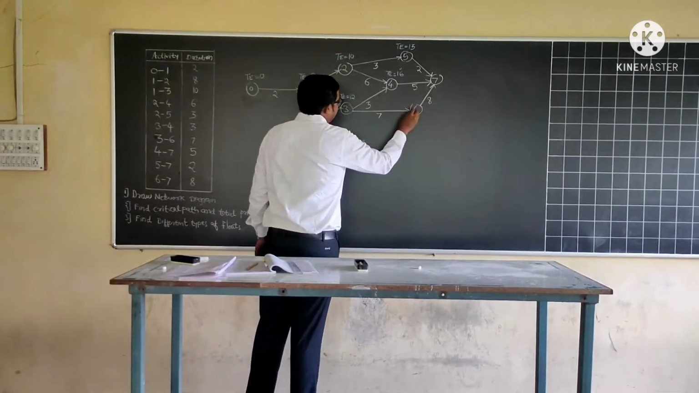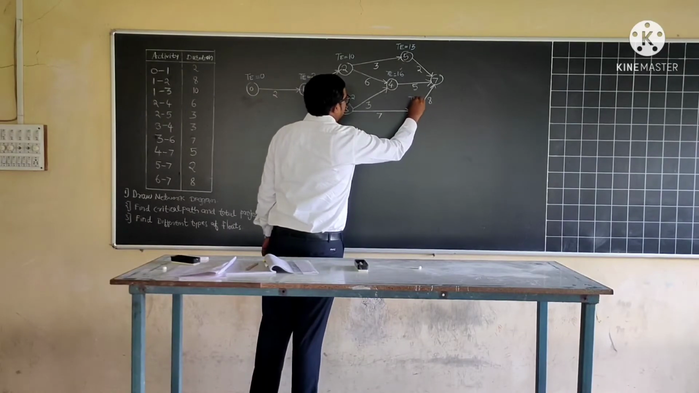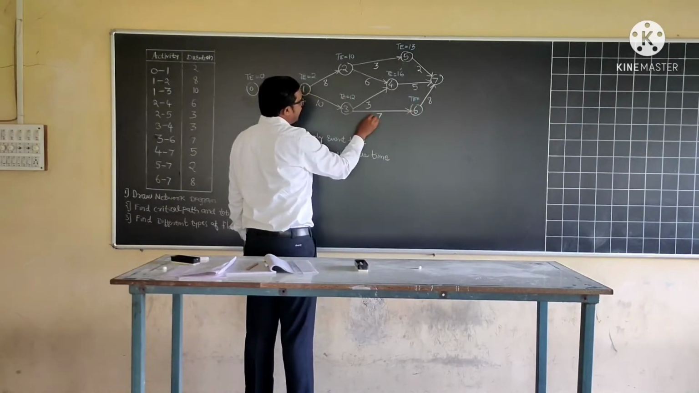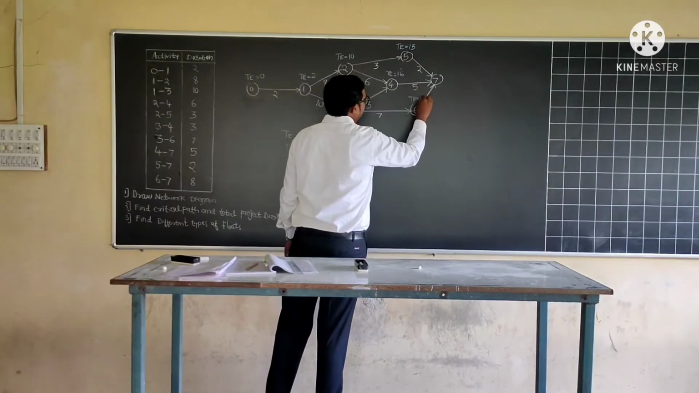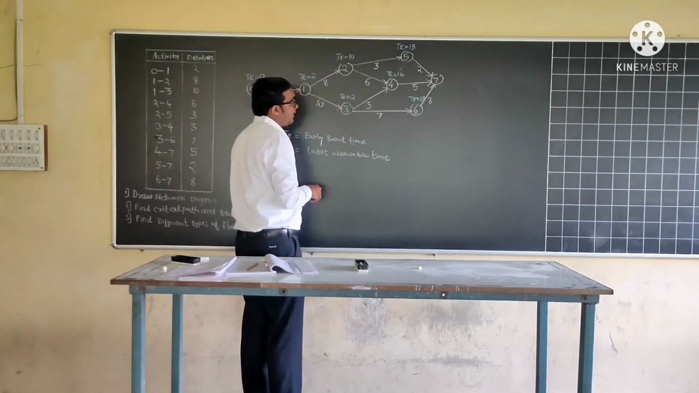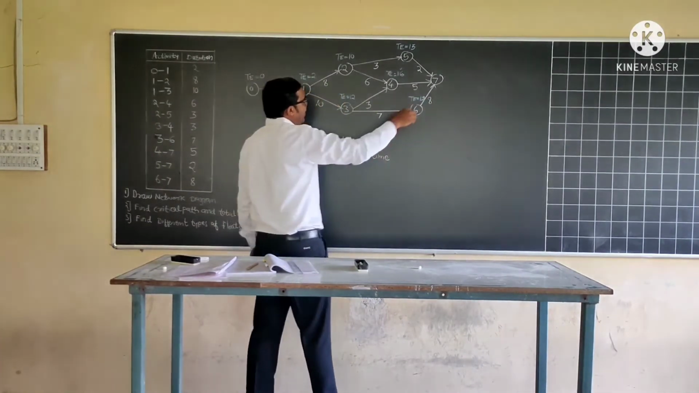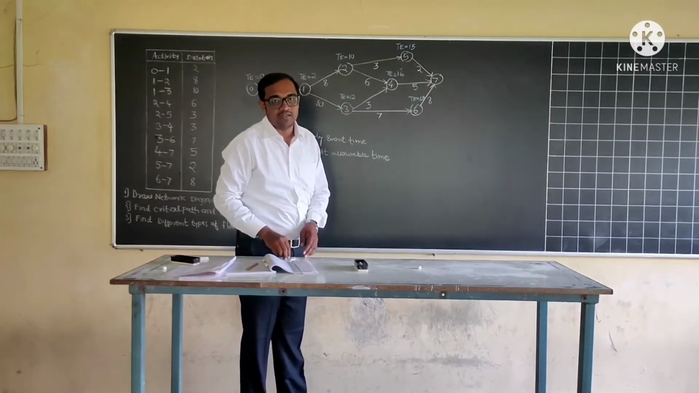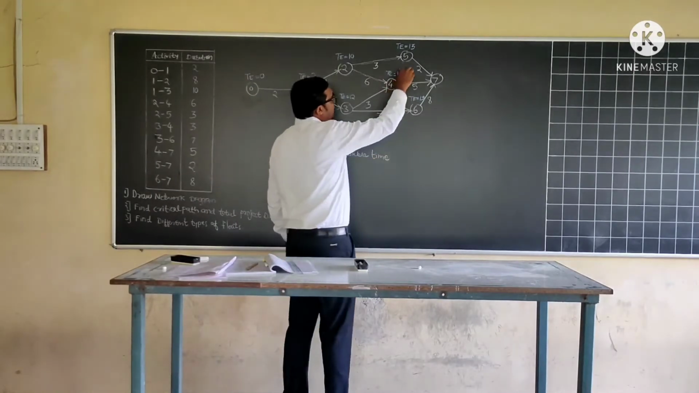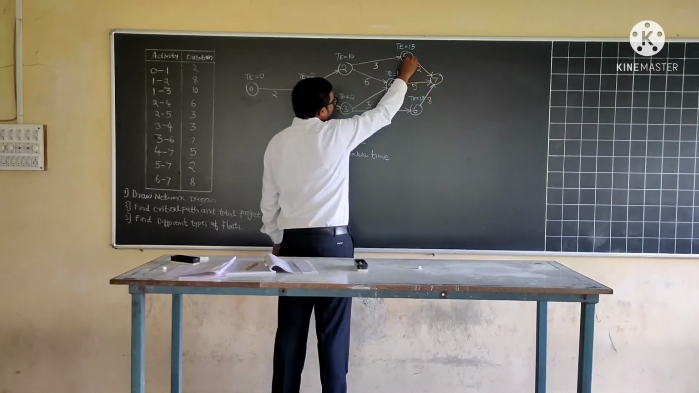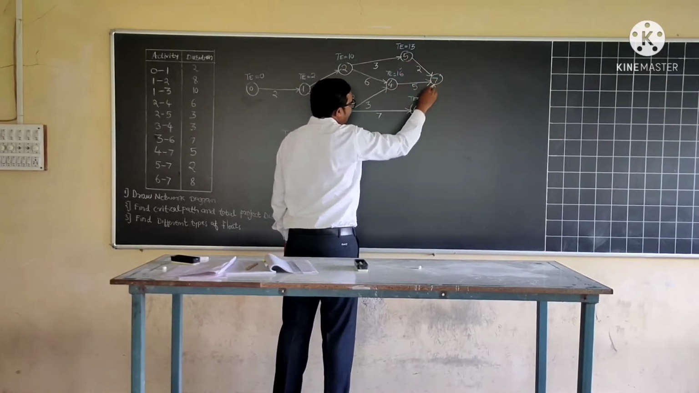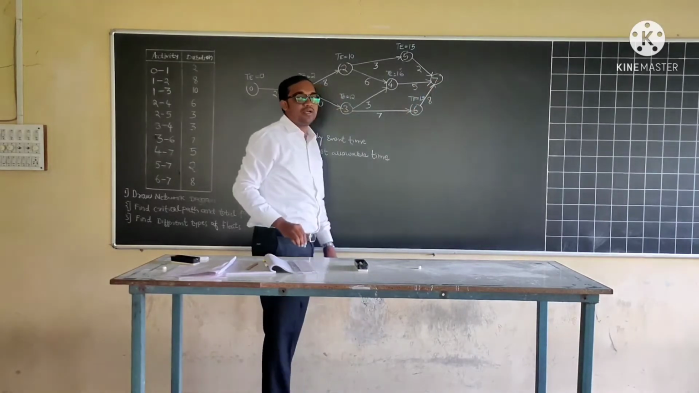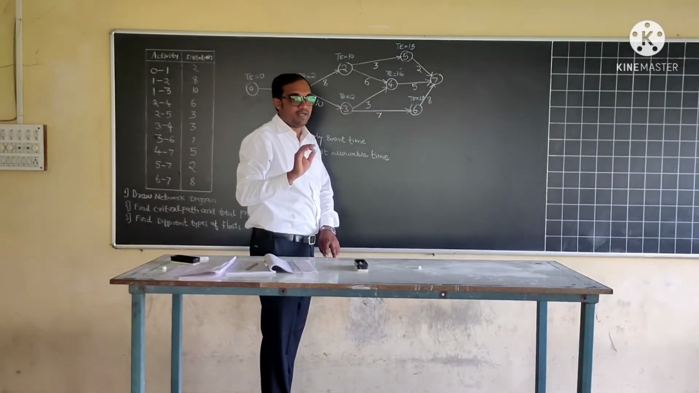For event number 6, TE value will be 12 plus 7, 19. And lastly, at event number 7, which is somewhat critical, so we have to take care. Three activities come to event number 7: 5 to 7, 4 to 7 and 6 to 7. So we have to consider the maximum value for event number 7.